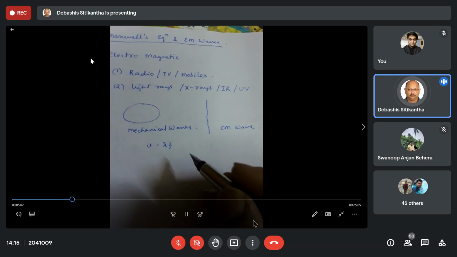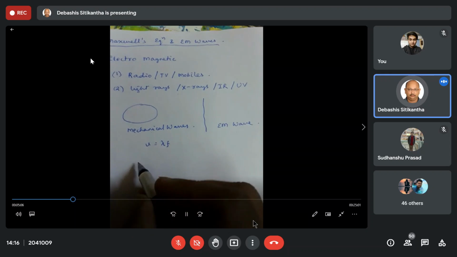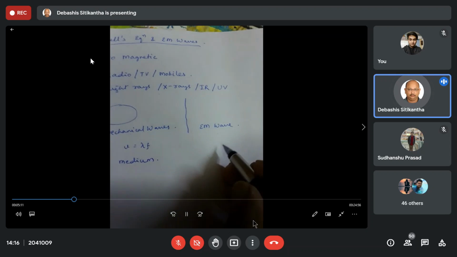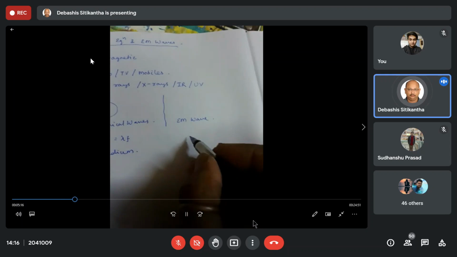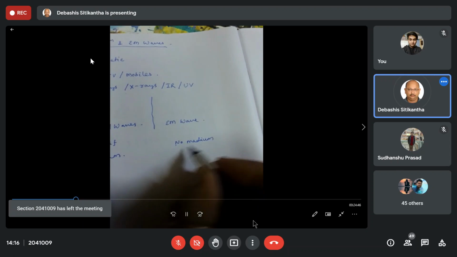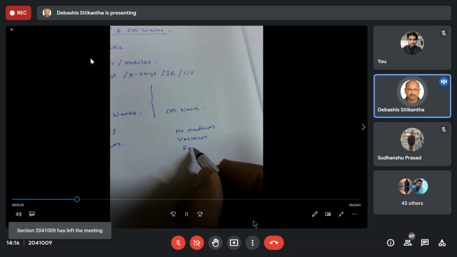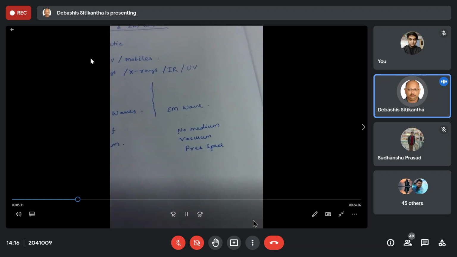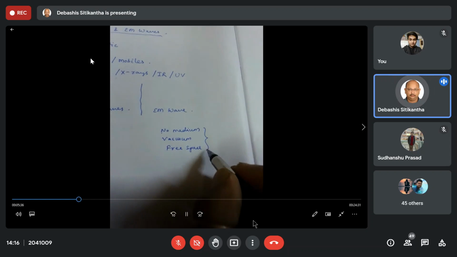So how is it different? The first and most important difference is that in mechanical waves, you require a medium for transmission of these waves or energy. Whereas in the case of electromagnetic waves, you don't require any medium. If there is no medium, or there is vacuum, or free space or air. Obviously air is a medium, it doesn't matter. So it actually doesn't require any medium or any particle to move.